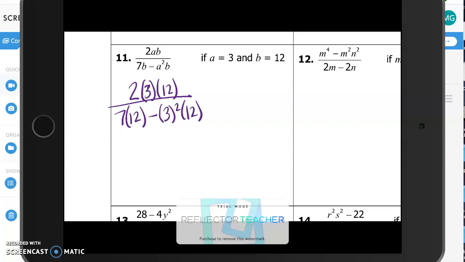So on the top, that's just all multiplication. 2 times 3 times 7 times 12 gives us 72. So your top number is 72.